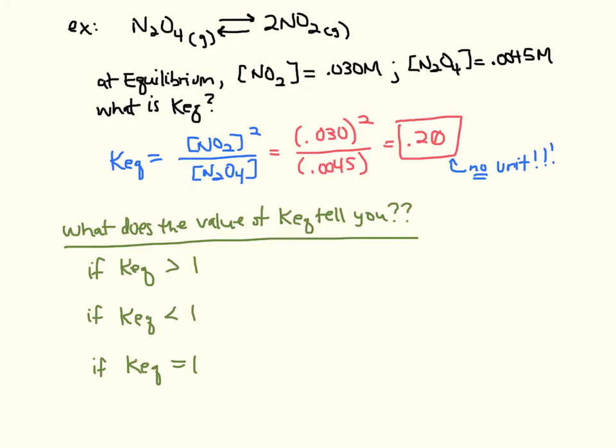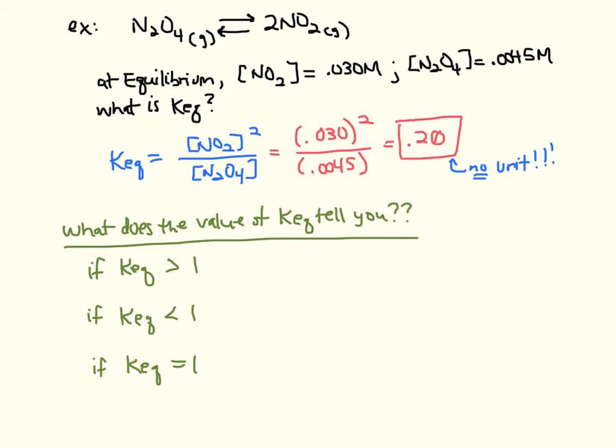So these values that you get for Keq actually tell you a little bit about what's going on in this system at equilibrium. So we know that at equilibrium, these two reactions are taking place at the same rate. So the [N2O4] is decomposing into two [NO2] molecules as fast as they are joining back together into [N2O4]. But that doesn't tell you what there's more of in our system. It doesn't tell you which side of the reaction has more reactants or products. And that's what this number will tell you.